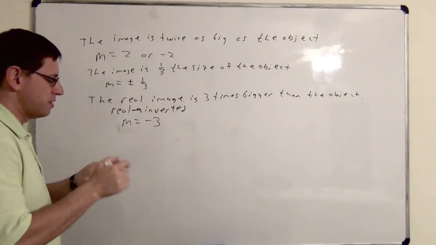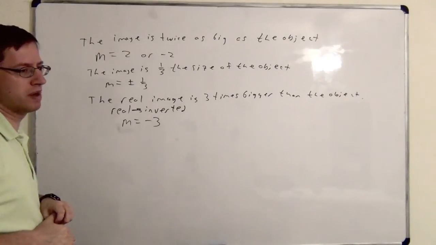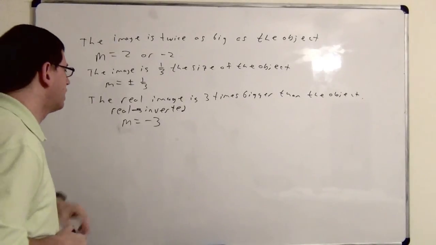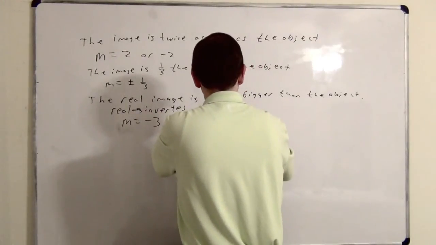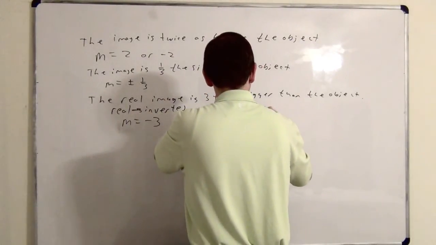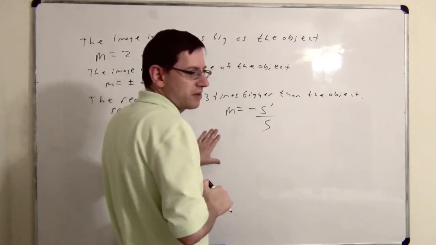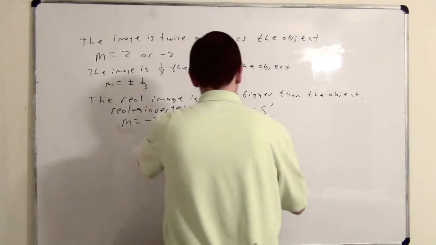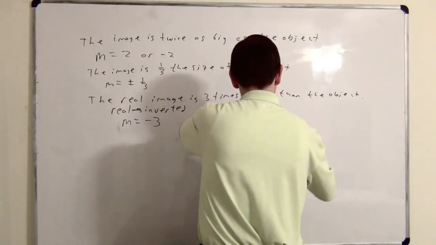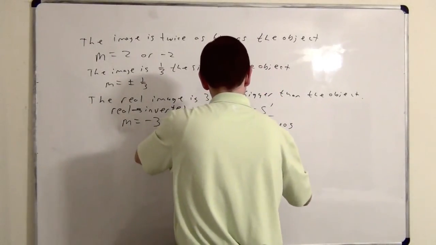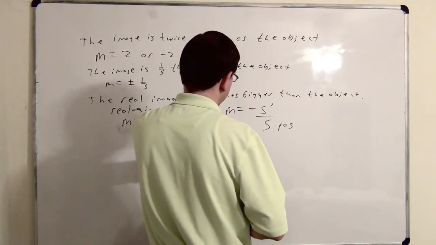I think it's okay because it's fair to just memorize that real images are always inverted and therefore m is negative. But if it concerns us, we can remember this is the formula for magnification. So now remember, is this positive or negative? Positive. Let's say you have a real image. What does that tell us? What does that mean mathematically?